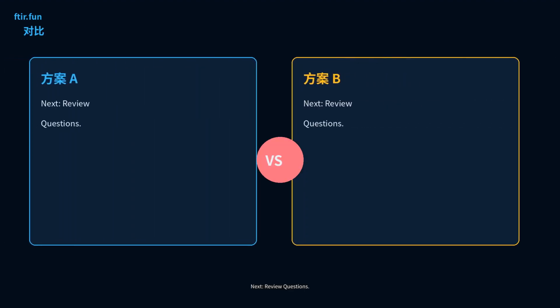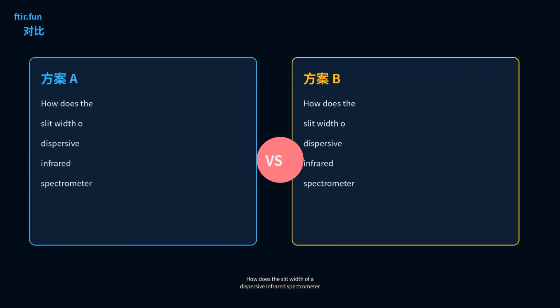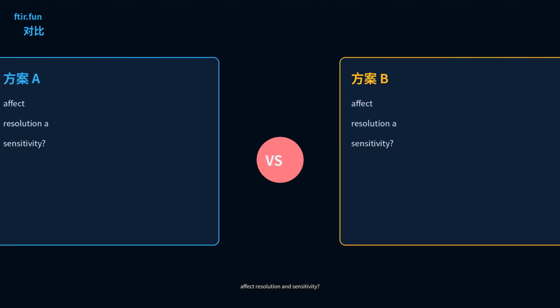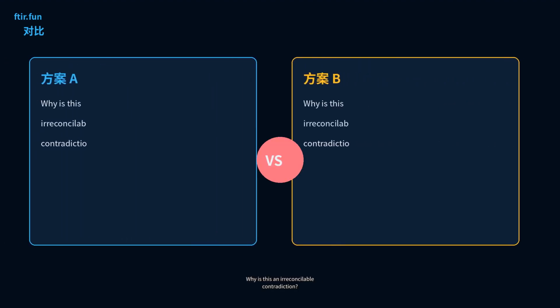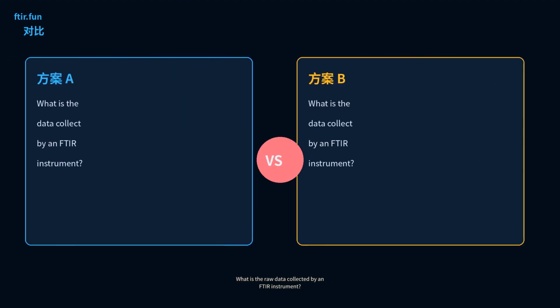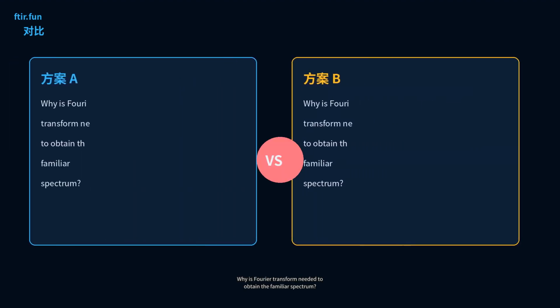Next, review questions. How does the slit width of a dispersive infrared spectrometer affect resolution and sensitivity? Why is this an irreconcilable contradiction? What is the raw data collected by an FTIR instrument? Why is the Fourier transform needed to obtain the familiar spectrum?